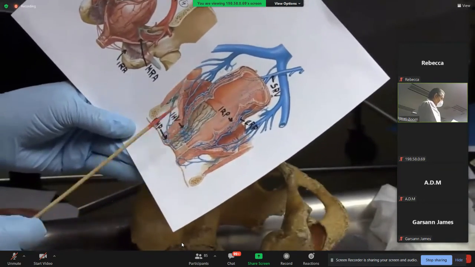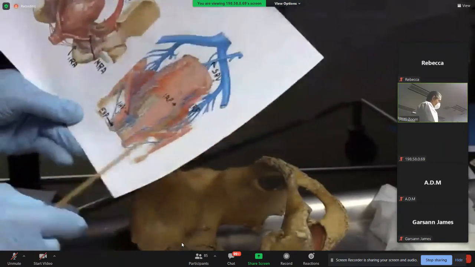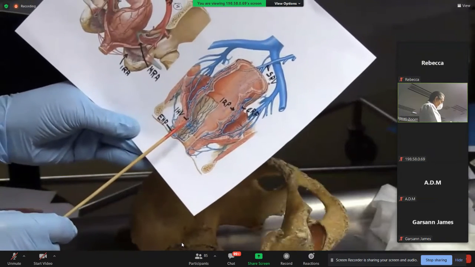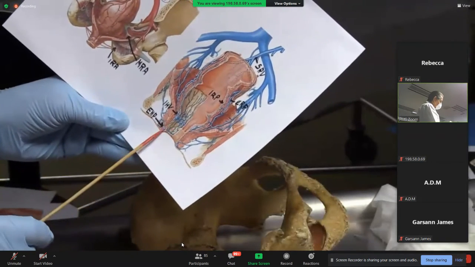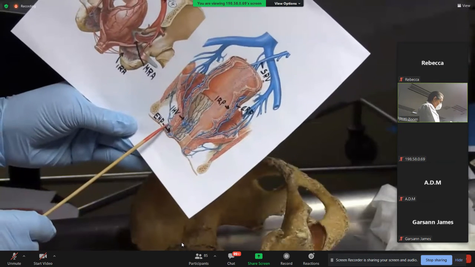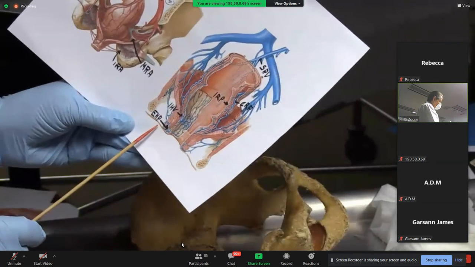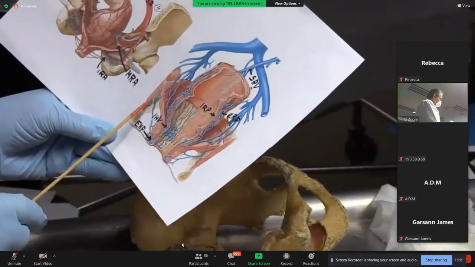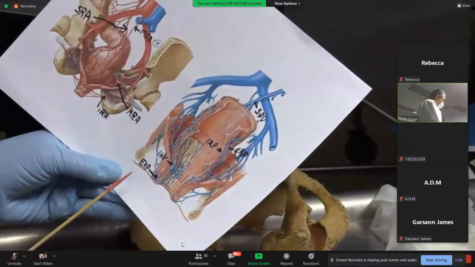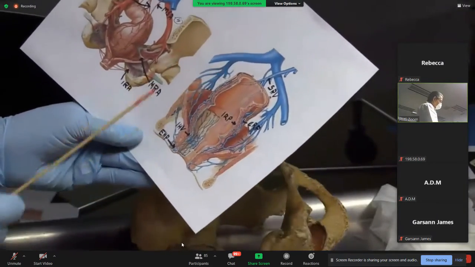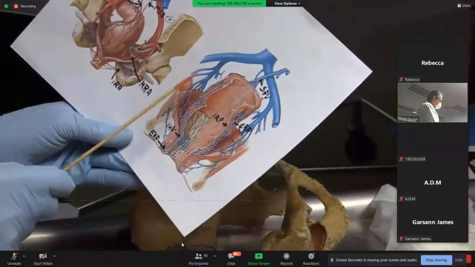These are called the external hemorrhoidal plexus and the internal hemorrhoidal plexus. All you have to remember is that these are branches, the terminal radicals, of the superior rectal vein, and these are branches of the inferior rectal vein. It is going to drain back along the pudendal canal and into the internal iliac vein here.